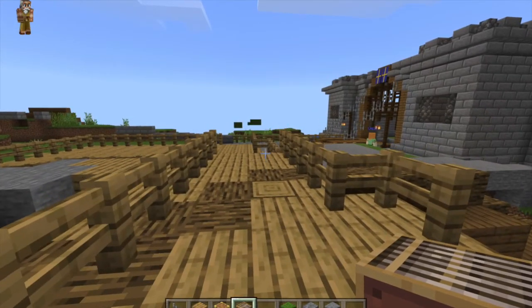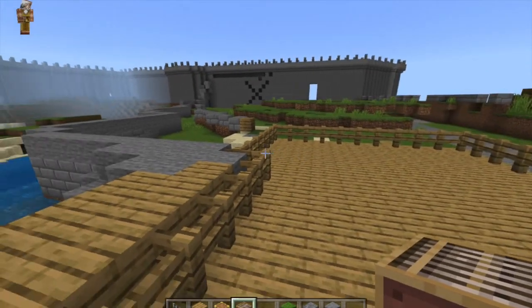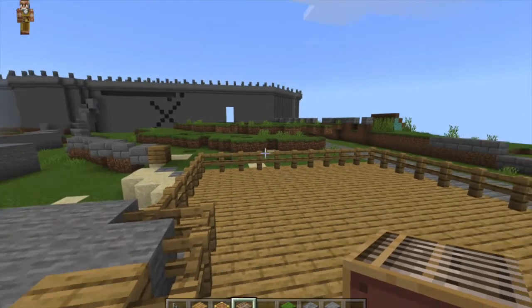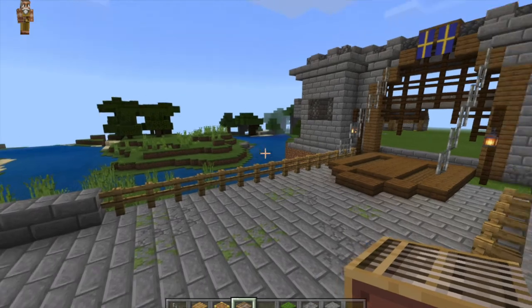The port area of the city is mostly made of wood. Materials from the boats or ships are taken off and loaded onto the docks. Some materials were sold directly to the dock, while others were transported to the markets.